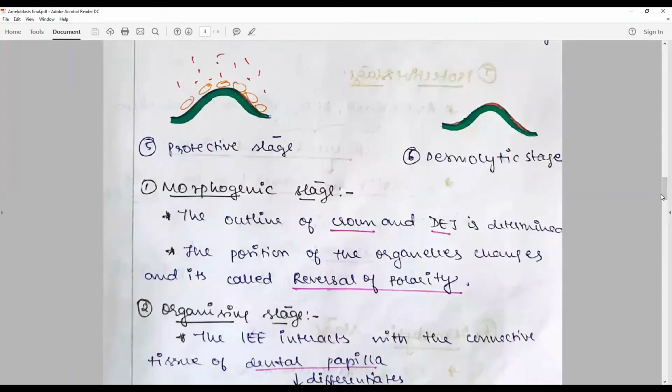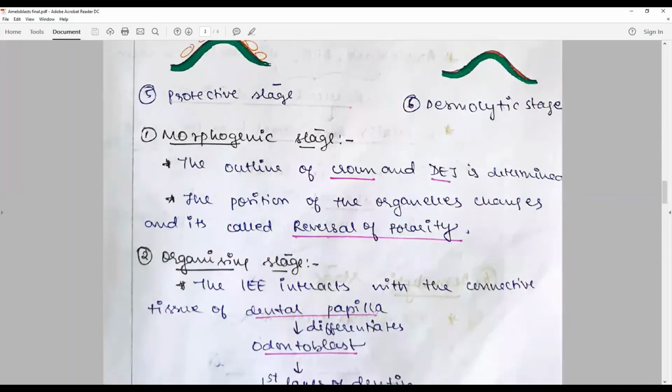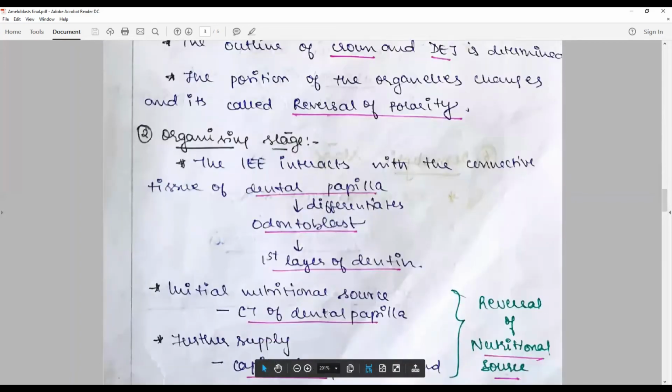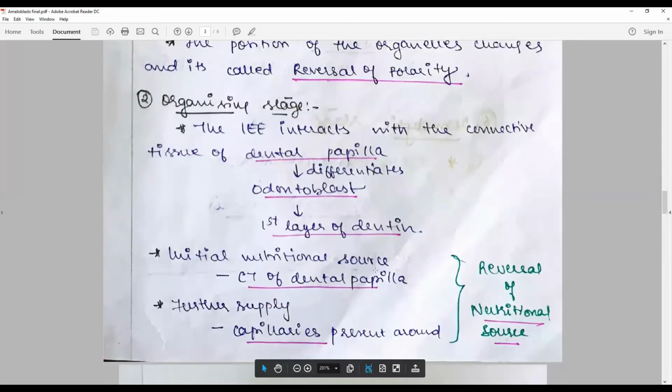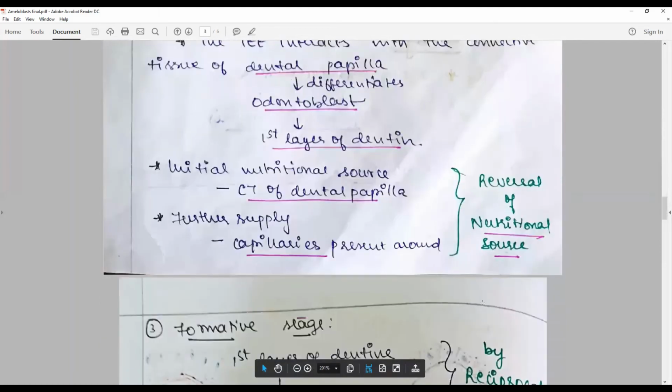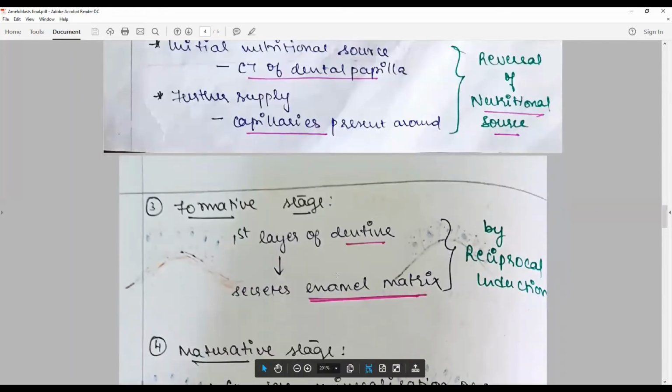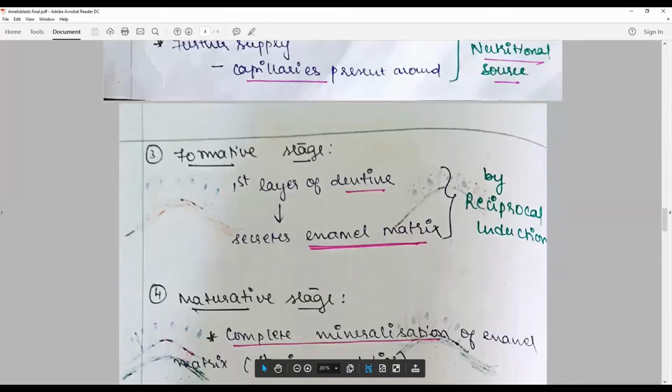So a brief introduction, not about beating around the bush with organelles, going to the different stages. In the morphogenic stage, the outline of the crown, the DEJ, is determined. The position of the organelles changes, called the reversal of polarity. Organizing stage: dental papilla, how the first layer of dentin is organized. Connective tissue, dental papilla, how the nutritional source reverses in the organizing stage from the dental papilla to the stellate reticulum. And the further stage, the formative stage, secretes enamel matrix. The first layer of dentin stimulates, and the phenomenon of reciprocal induction happens in the formative stage.